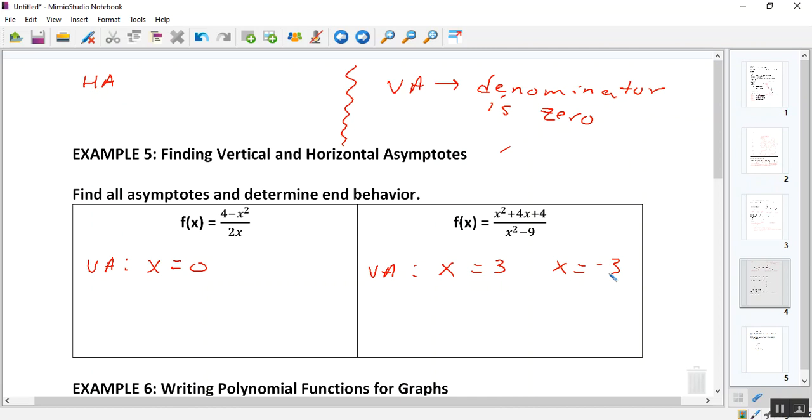0. Okay. When I plug 0 in right here, does 2 times 0 make 0? In the first function. Okay. How about this one right here? When I plug 3 in, does 3 squared minus 9 make 0? Negative 3 squared minus 9 makes 0? Right? So do you understand all the vertical asymptotes in those two rational functions?